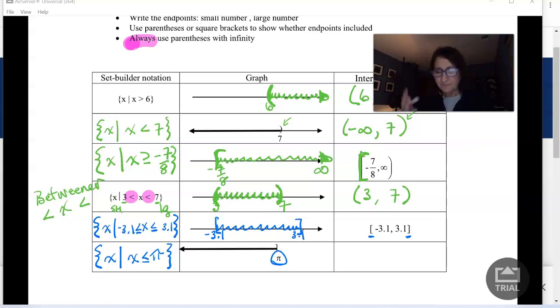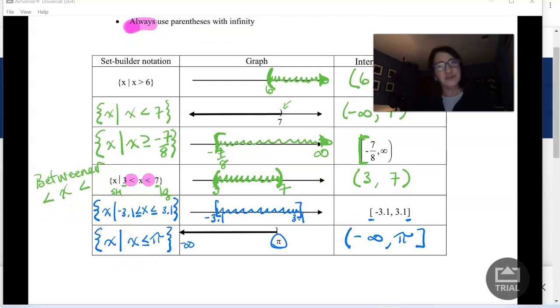All right. Let's look at putting this in interval notation. So my smallest number is negative infinity in this set. So it'll be, oops, that looks like an 8. I don't mean it to be an 8. It is going to be negative infinity, comma, pi. Negative infinity always has parentheses. Pi, in this case, that endpoint is included, so it would be square brackets.